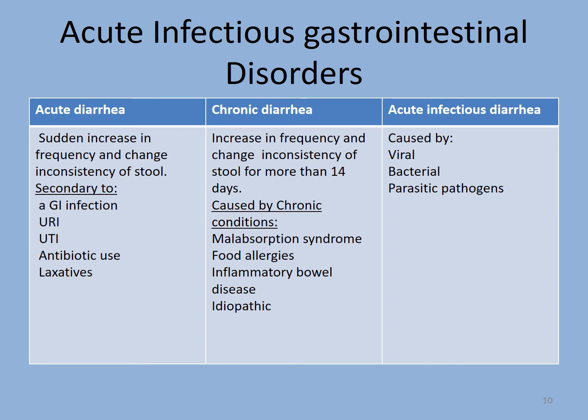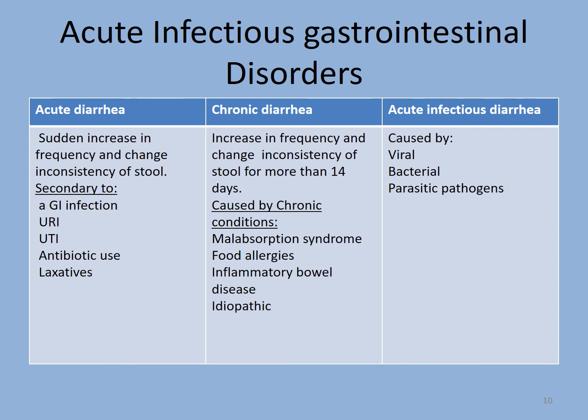So there are three categories again: the acute, the chronic, and the acute infectious. The acute is just when the child has a sudden increase in frequency and change of their stool. Their stools become watery. I think the actual diagnosis of diarrhea, which I couldn't find in your book, is more than 3 stools a day for more than 3 days.